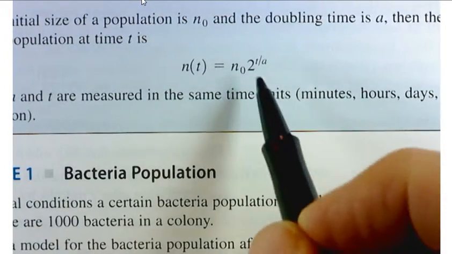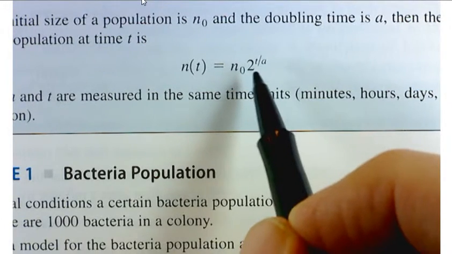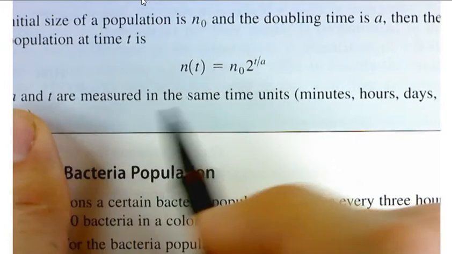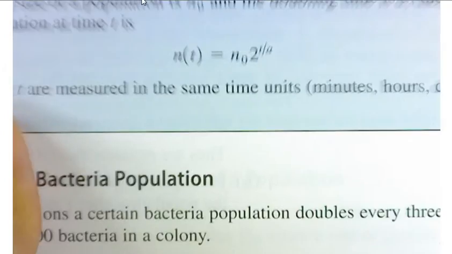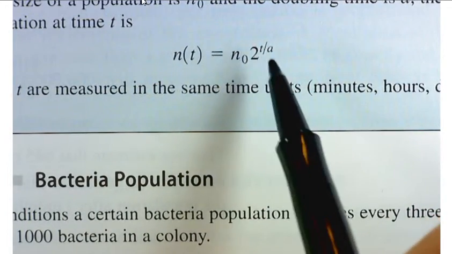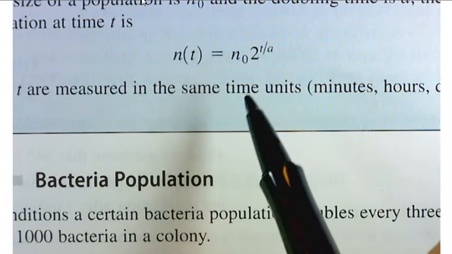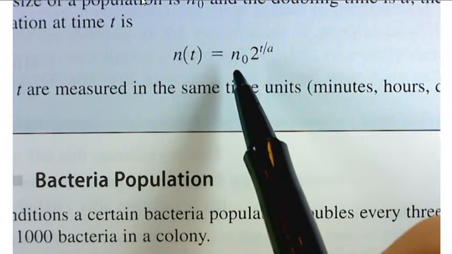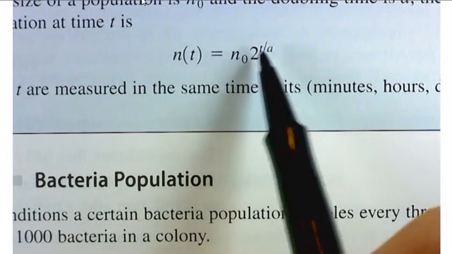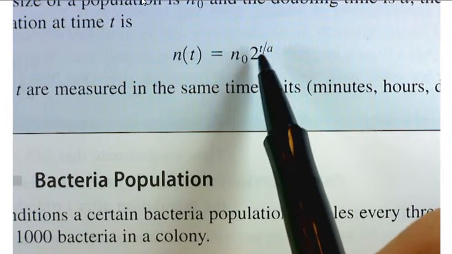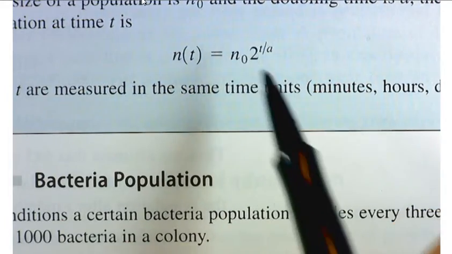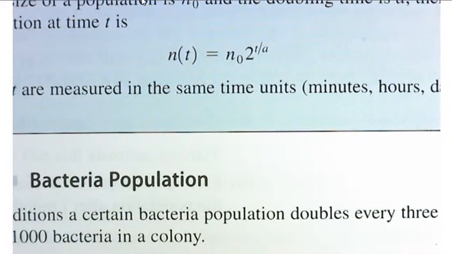So let's think about something, just for a moment. If the value of t was equal to a, what would happen in that exponent? I'd have 2 to the a over a. Well, a over a is 1. 2 to the 1 is just 2. So it'd be taking N sub 0, your initial population, times 2. And every time that you increase t so that it's another multiple of a, like 2a, you're going to get 2 squared here, or 4. This is going to double. So it's a nice compact model.